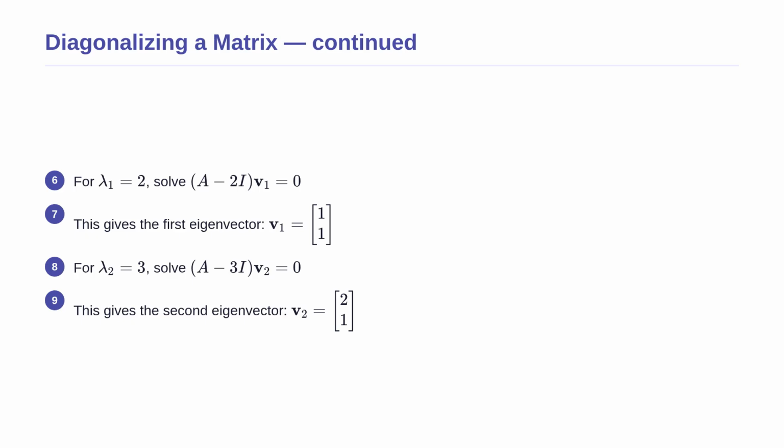Next, we repeat the exact same process for our second eigenvalue, which is 3. Subtracting 3 from the main diagonal and solving gives us our second eigenvector with coordinates of 2 and 1. We now have both of our special independent directions ready to use.